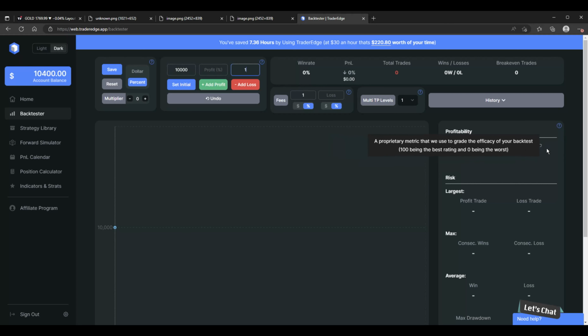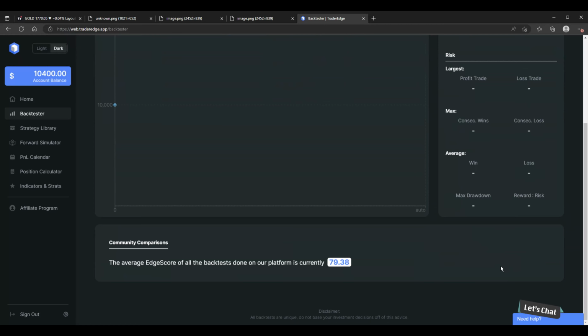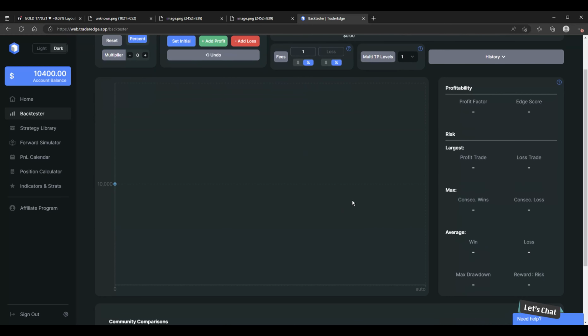I'll show you that. I'll explain that. Risk edge score. This edge score is all of the strategies that have been tested on Trader Edge, the backtesting software. They give an edge score to them. So the higher the edge score, the better the strategy, basically. Largest win, largest loss, max consecutive wins and losses, average win, loss, max drawdown, risk to reward. We'll go more in depth with this a bit later on.